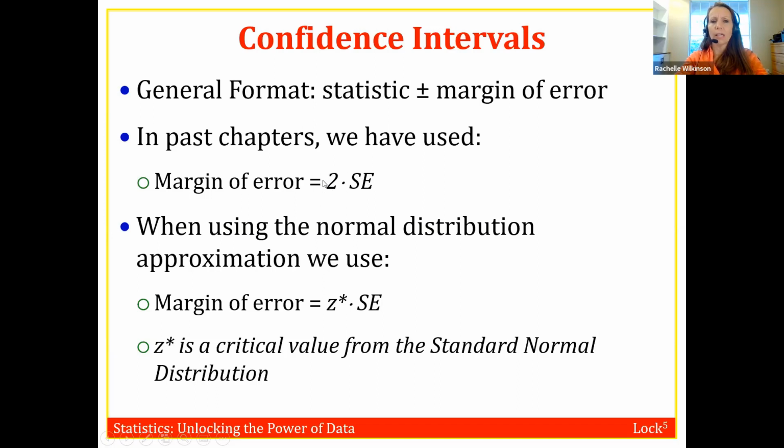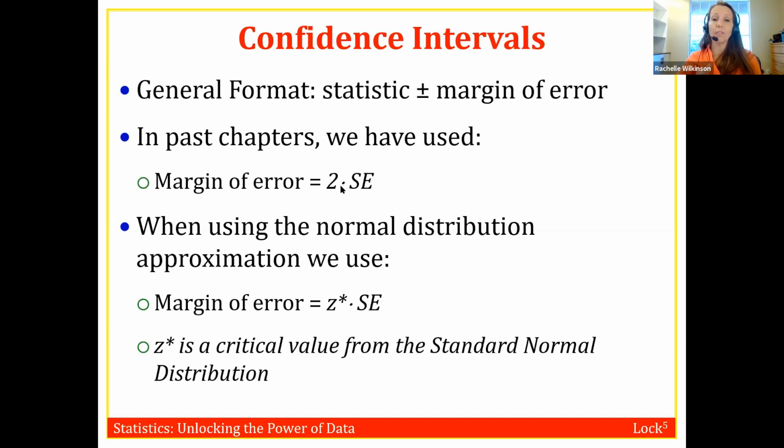Who remembers where that 2 came from? Why did we use the number 2? Anybody remember how we came up with the number 2? It actually came from the 95% rule, right? Because we said 95% of the values are going to be within 2 standard errors of the parameter. So the 95% rule kind of came in here.